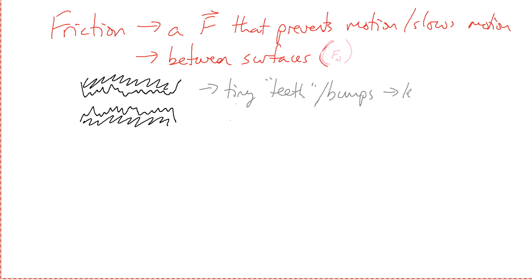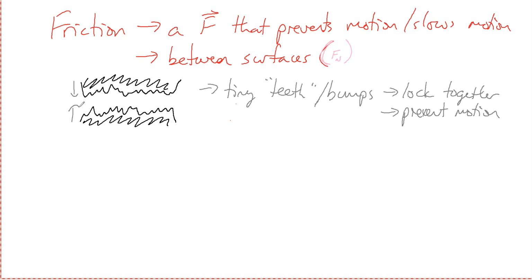These sort of lock together, or they prevent motion. So you've got these little tiny teeth. They sort of lock together. When these two things come together, the little teeth and the grooves, they interlock, and it's really hard for the thing to go sideways, and they prevent the motion. That's where friction comes from.